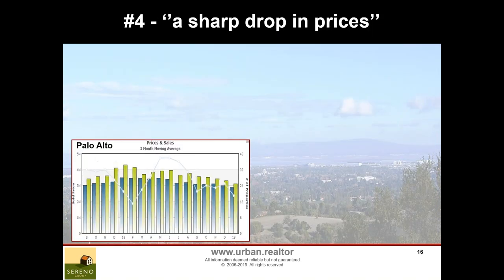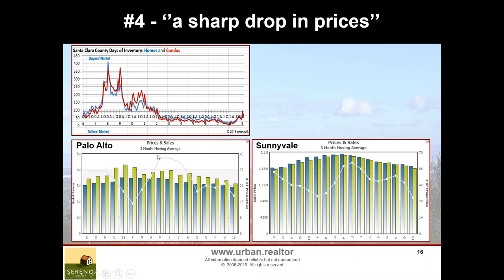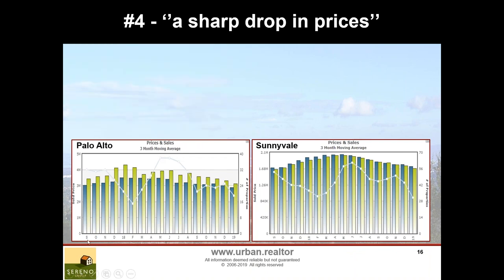Good. Another thing that I want to show you is the fourth point, which is basically a sharp drop in prices. If you look here, I picked two places, Palo Alto and Sunnyvale, and what we see here is a 12 month perspective. We do see some price fluctuation, as we see, if this is the beginning of the year, prices go, and every different city behaves differently, depending on what's currently on the market, and so on and so forth.